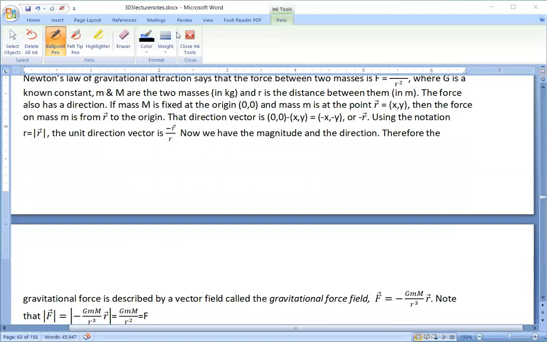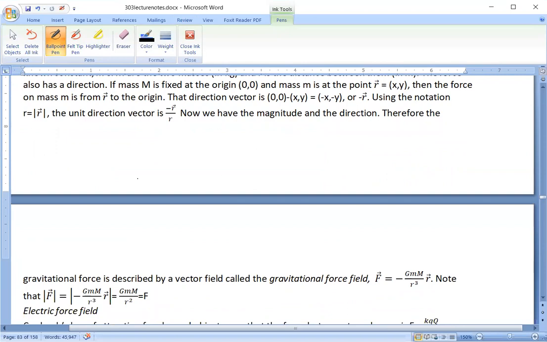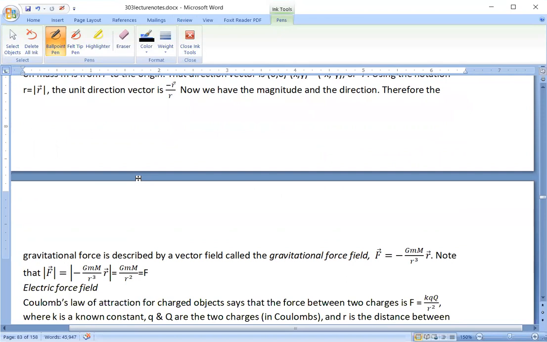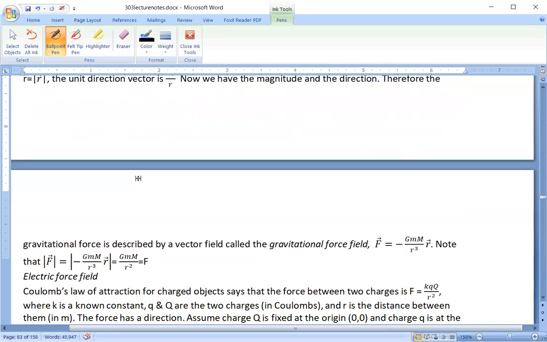Okay, next, electric force field. If you have two charges in space, Coulomb's law says that the magnitude of the force between the two charges is kQq over r squared, where k is some known constant. Little q and big Q are the two charges measured in coulombs, and r is the distance between them measured in meters. This should look pretty familiar from what we just talked about.